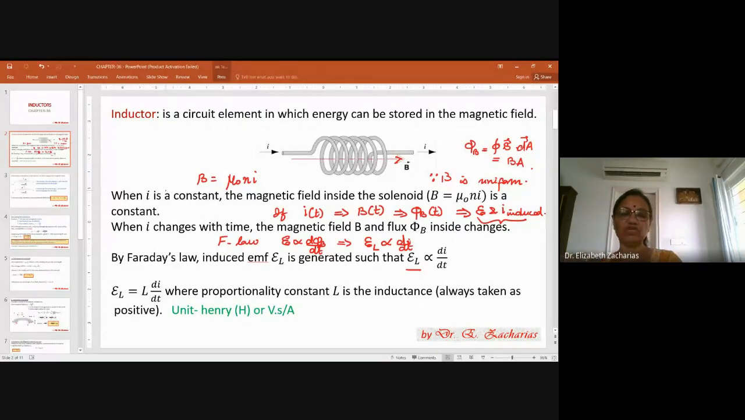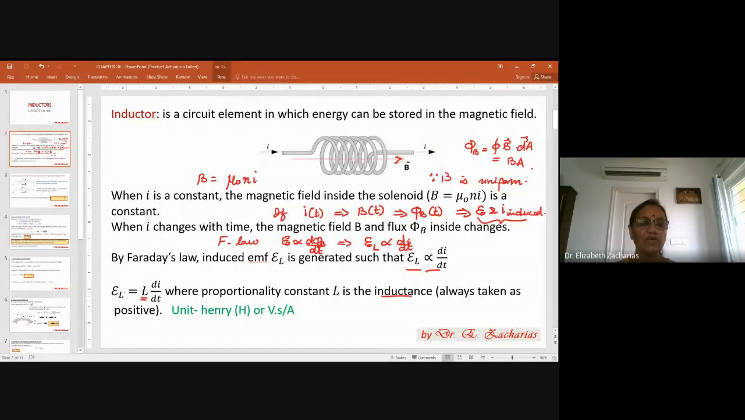EMF induced is proportional to the rate of change of flux. Flux is in turn proportional to the current. Therefore, you conclude that the EMF is directly proportional to the rate of change of current. This is a proportionality, and you can make it an equation if you have a proportionality constant. That constant is going to be L, the inductance value of the given inductor. Therefore, the EMF induced in the inductor is equal to L times di by dt, and this L is called the inductance.